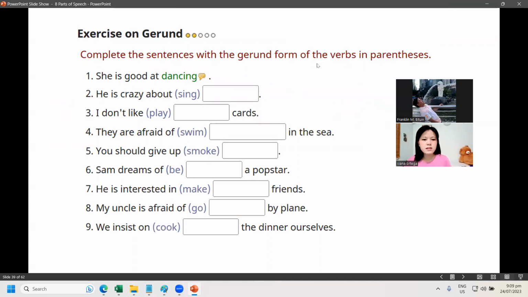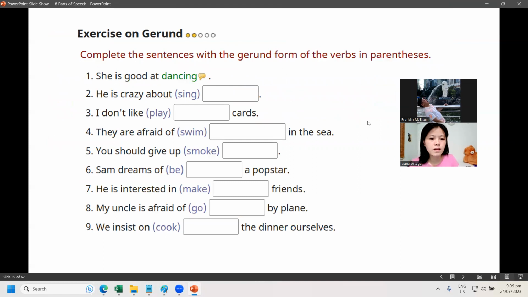Complete the sentence with the gerund form of the verb in the parentheses. He is crazy about singing. I don't like playing cards. They are afraid of swimming in the sea. You should give up smoking. Some dream of being a pop star. He is interested in making friends. My uncle is afraid of going by plane. We insist on cooking the dinner ourselves. Very good. See? You just put -ing. Gerunds.